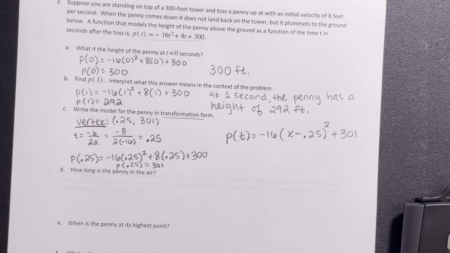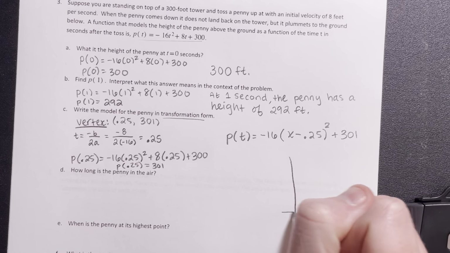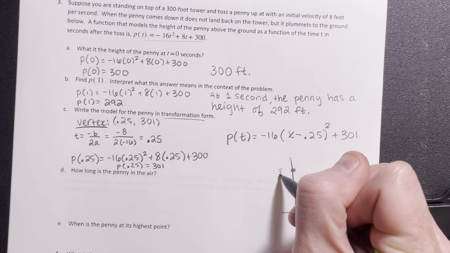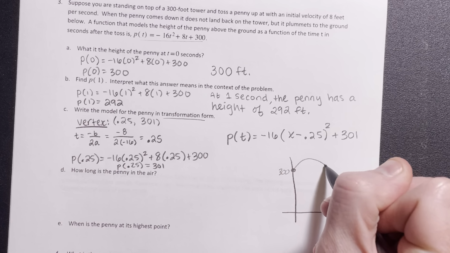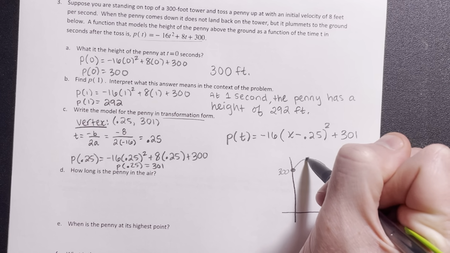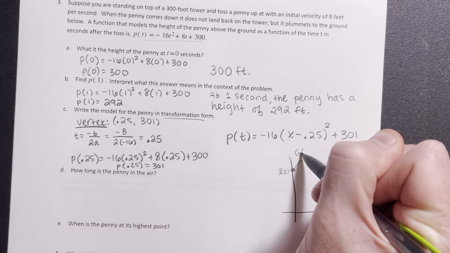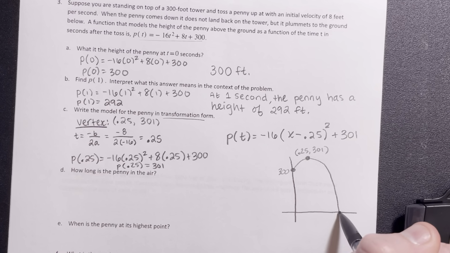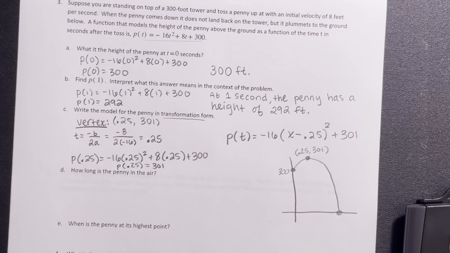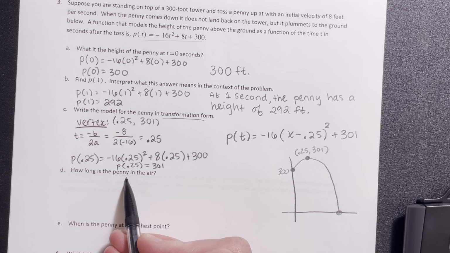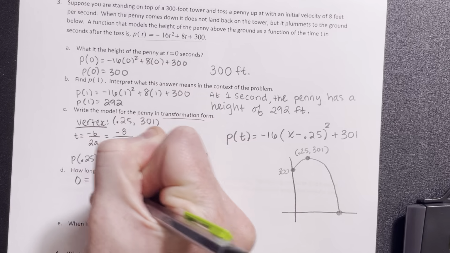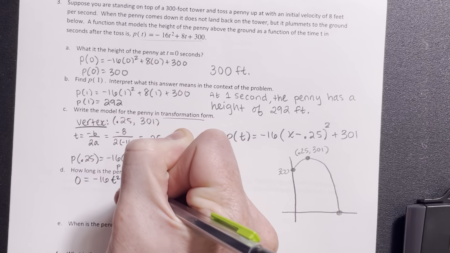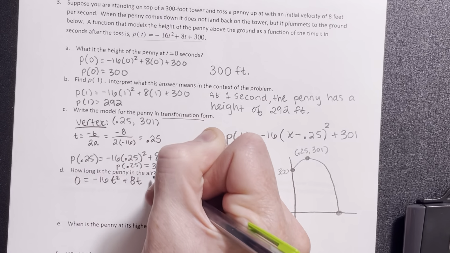So how long is the penny in the air? Well, we can draw a sketch just like the last one. We found a y-intercept to be 300, and then it went up and came back down. It reached a maximum here at 0.25, 301, and then eventually it's going to hit the ground again, just like the other one. So this is asking for you to find the x-intercept. This would say 0 equals negative 16 t squared plus 8t plus 300.